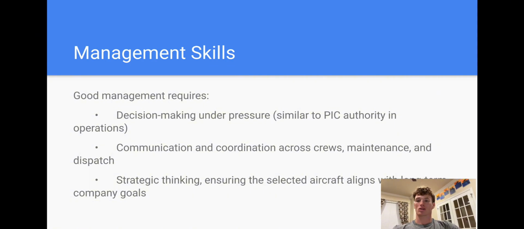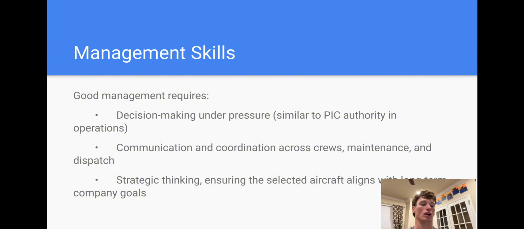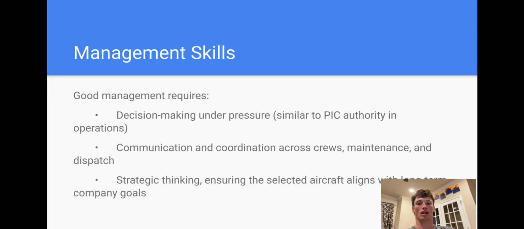The next thing is communication and coordination between crews, maintenance, and dispatch. I like the sense of how U-Haul has their business set up. They don't have a dispatch center. They simply hand the pilot the keys for the week and say, this is your plane. On Friday, have it here at this time. And then the pilot is the one in charge of coordinating with the executive that they're flying around for the week.